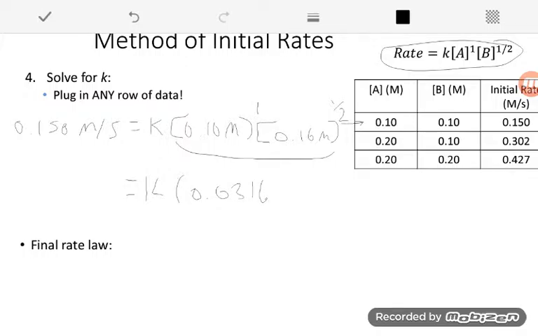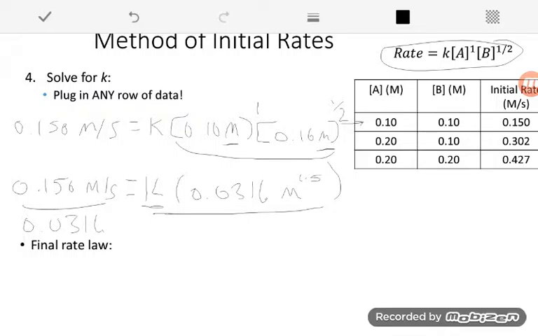0.0316. And now I need to pay attention to my units. I've got m raised to the first power, m raised to the 1/2 power, so I'm going to add the exponents, and I get m raised to the power of 1 1/2, or I'm going to turn it into a decimal, m to the 1.5, and that's still equal to 0.150 molar per second. So now I'm trying to isolate k, so I'm going to divide both sides by this number, 0.0316 m to the 1.5.